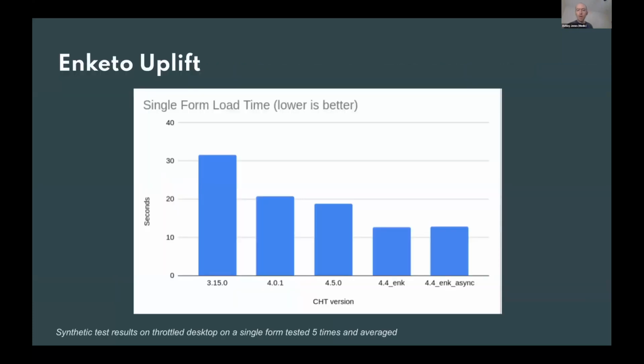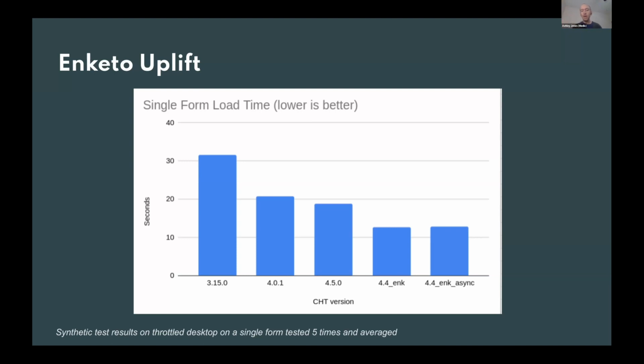And the team has been working on a feature release that's actually scheduled for release in CHT 4.6. This is a feature release that includes the uplift to a more recent version of Enketo. Enketo is the open source project that CHT uses to render all the forms and do all the calculations of the fields within the CHT core.